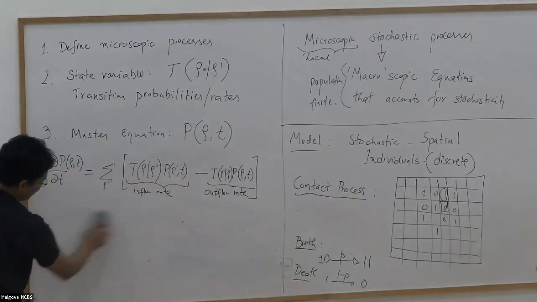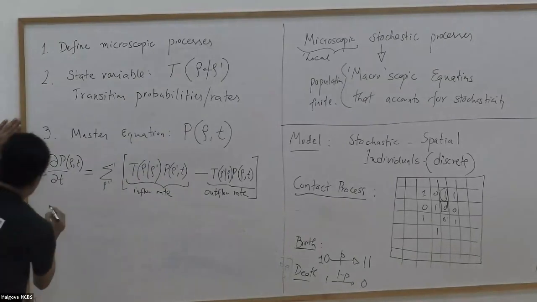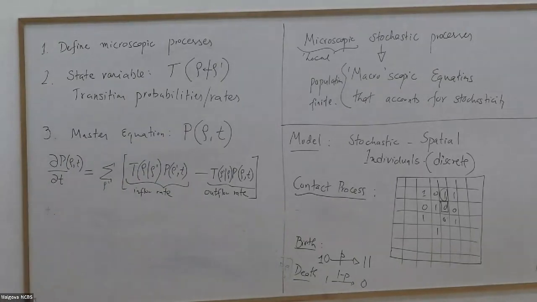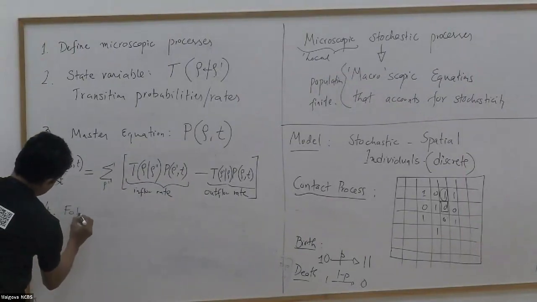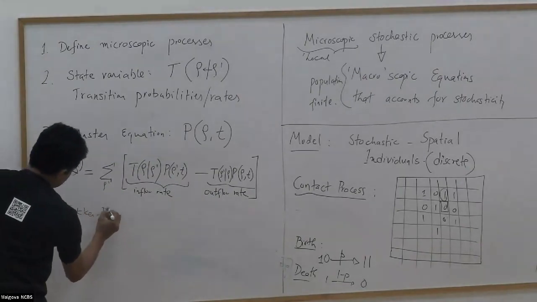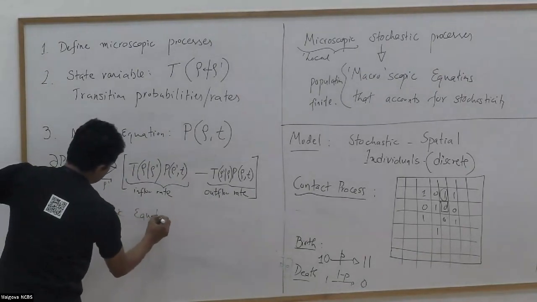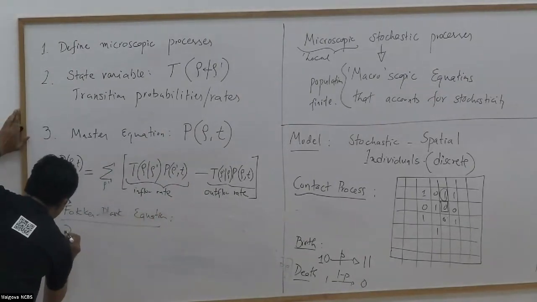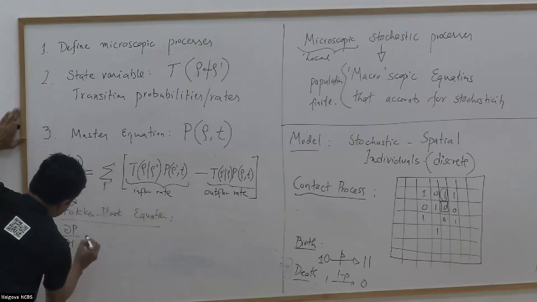To make space for myself, I have erased this small diagram. Fokker-Planck equation. Basically it helps us simplify this. It would look like this.